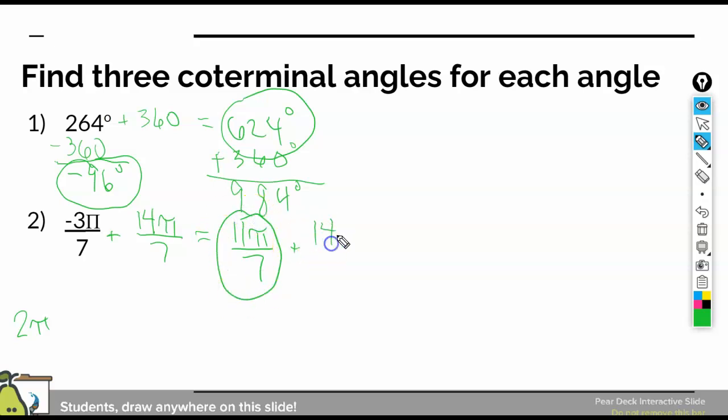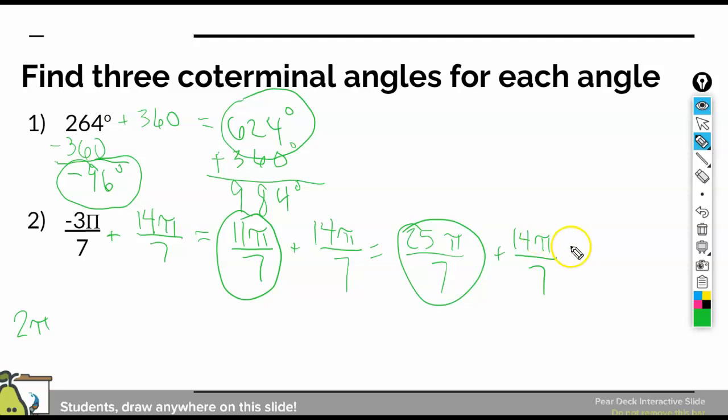Then I could add 14 pi over 7 again, and that's going to give me 25 pi over 7. So that's a second coterminal angle. And then I could just add 14 pi over 7 again. And that's going to give me 39 pi over 7 to give me my third coterminal angle for that one.